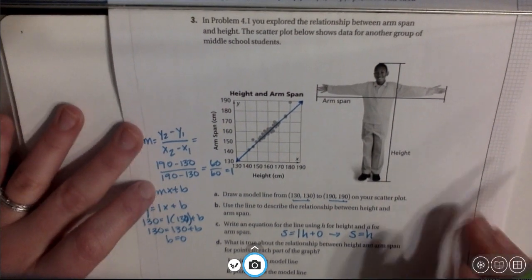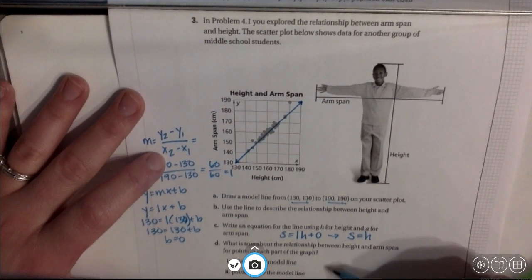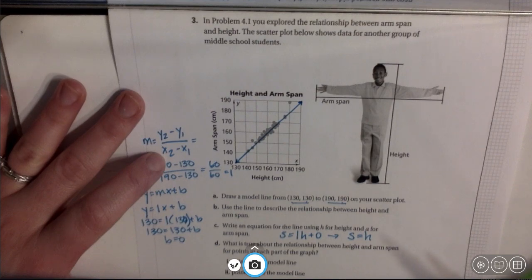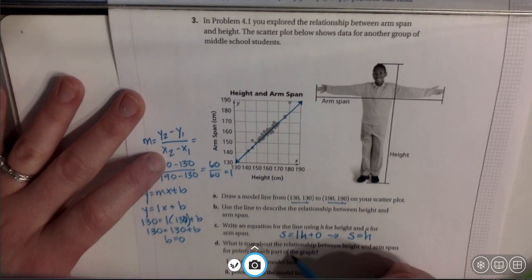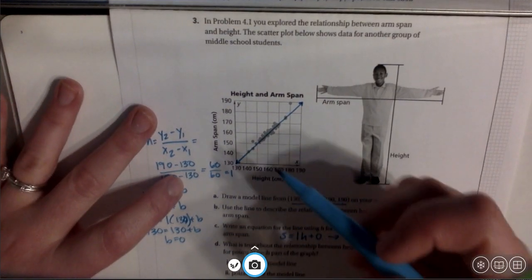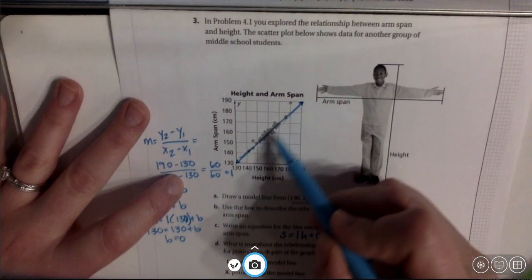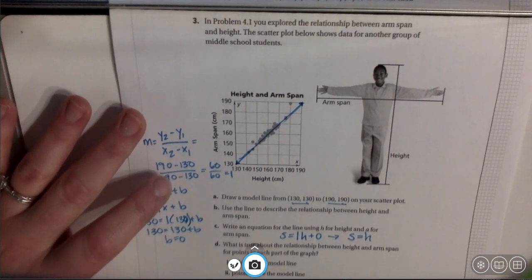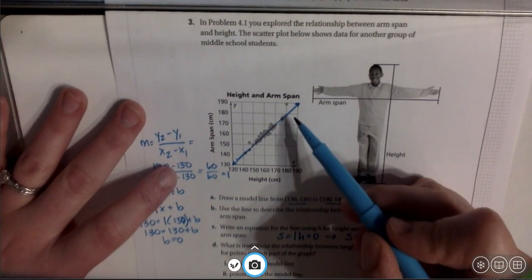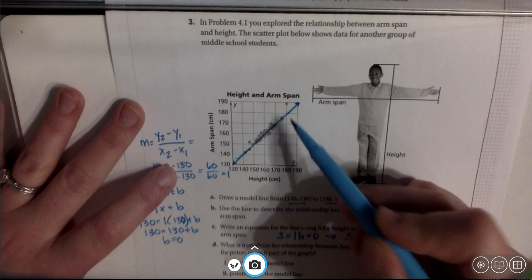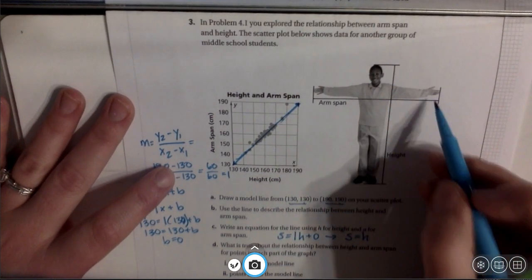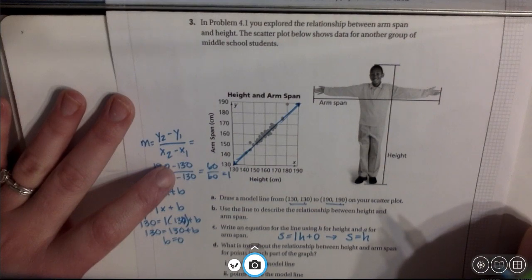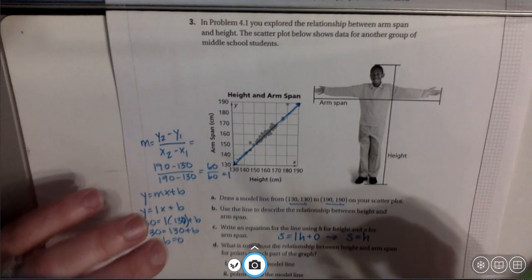Now, last but not least, we need to answer some of the questions down here. It says, what is true about the relationship between height and arm span for points on the graph? If points are actually lying on that model line, we'd say that these people have a perfect height to arm span ratio. Essentially, their height and arm span are the exact same values. They're the exact same lengths.